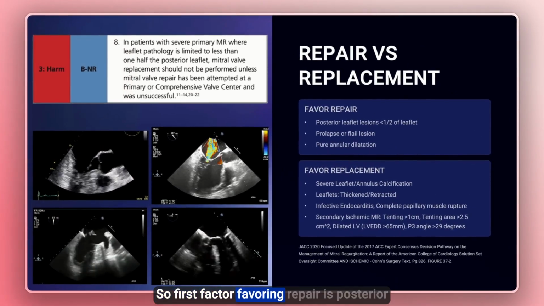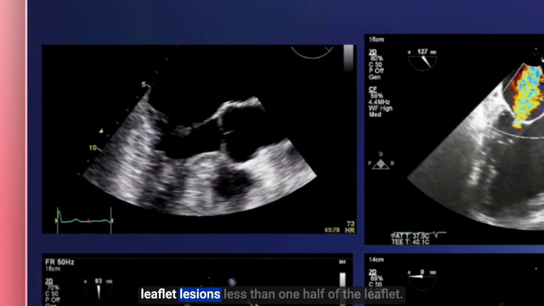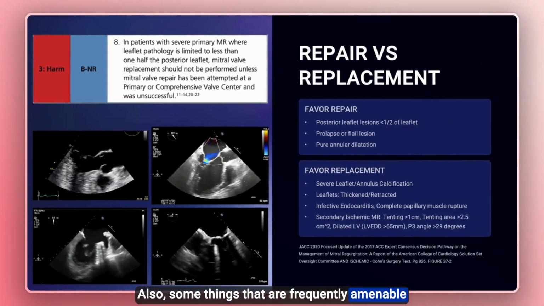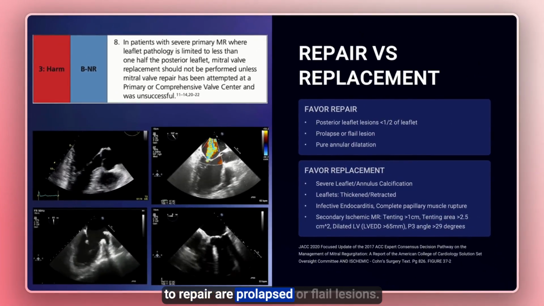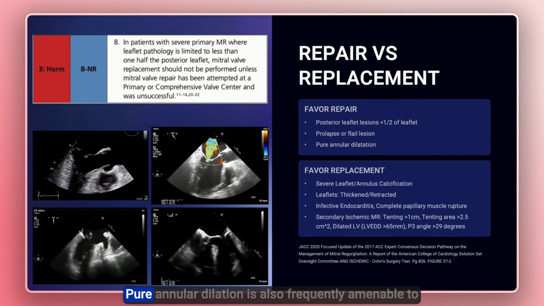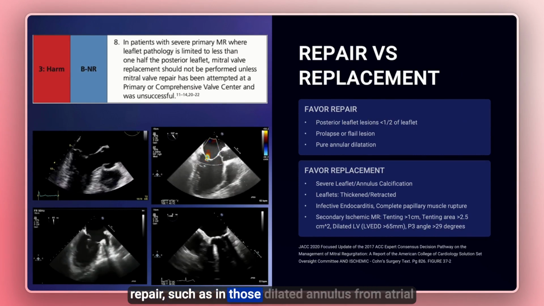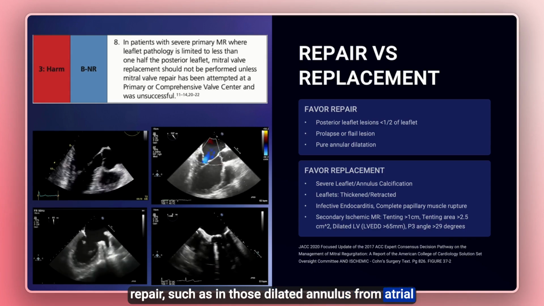So, first factor favoring repair is posterior leaflet lesions less than 1/2 of the leaflet. Also, some things that are frequently amenable to repair are prolapsed or flail lesions. Pure annular dilation is also frequently amenable to repair, such as in those dilated annulus from atrial functional MR.